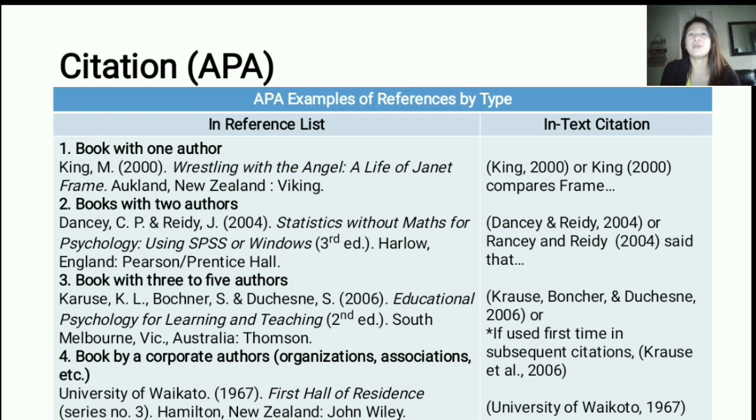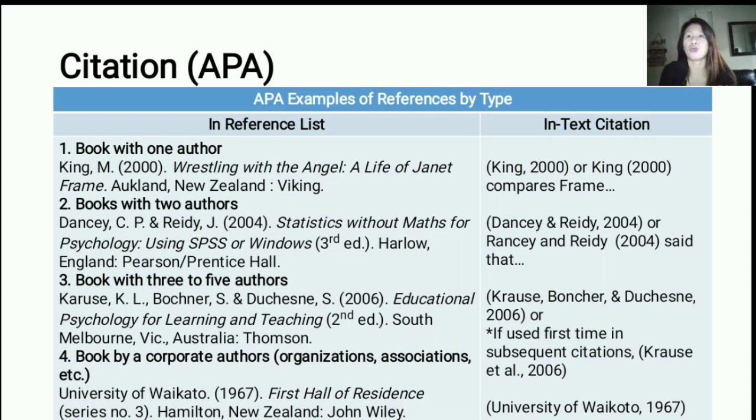If citing from a book with one author, it may be cited in the reference list as follows. So we have first the last name of the author followed by the initials of his name. In open and close parentheses, we indicate the year of publication, then title of the book, and lastly, the publisher. Notice periods between major details of the source.